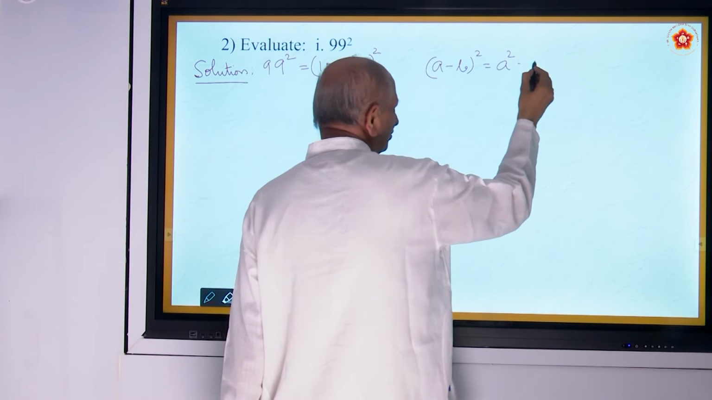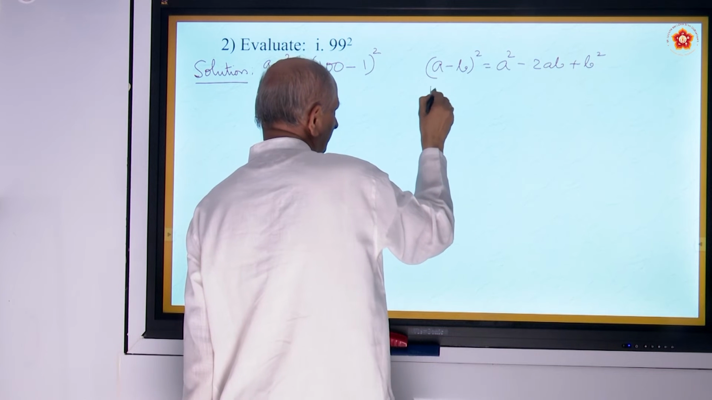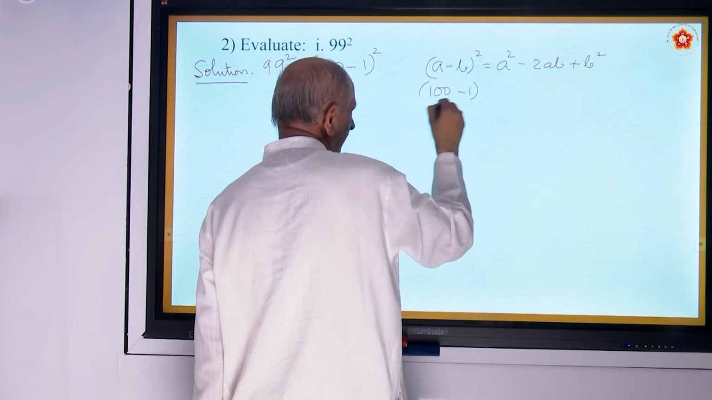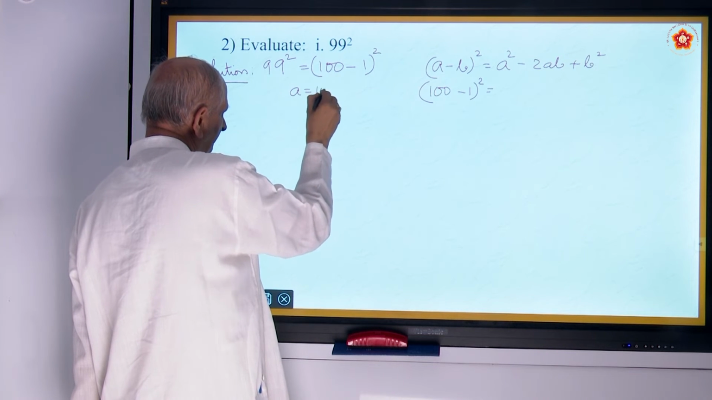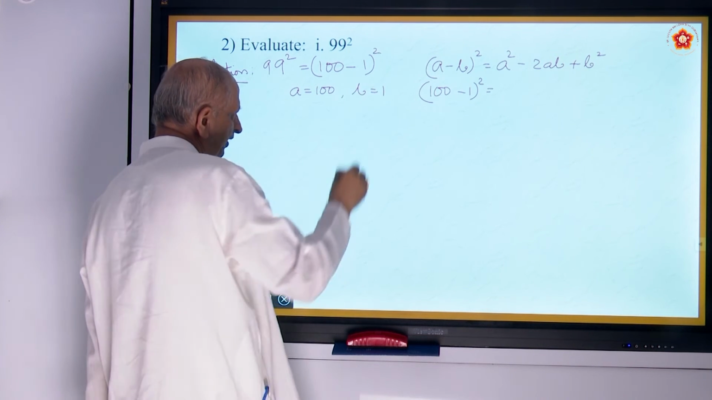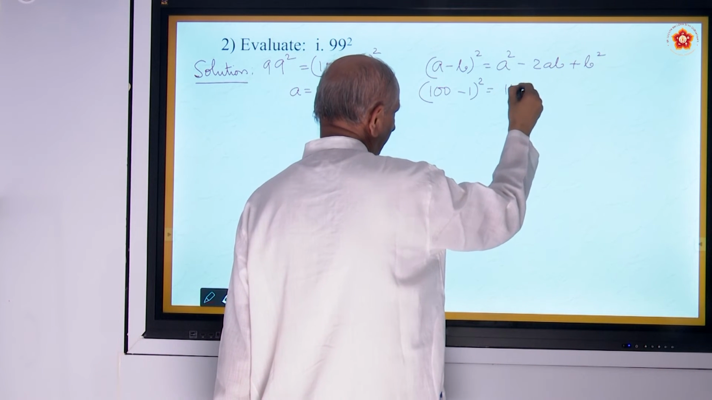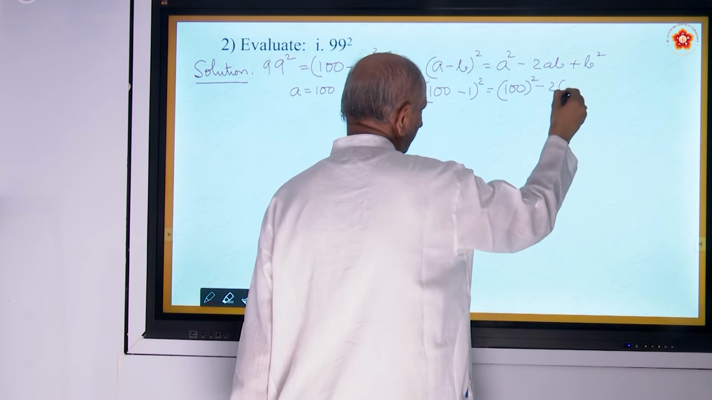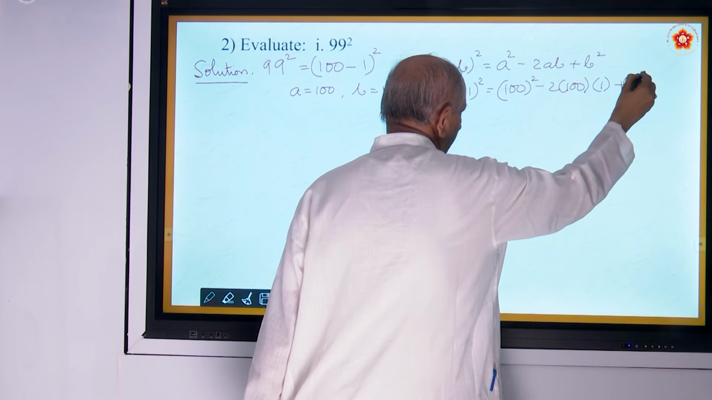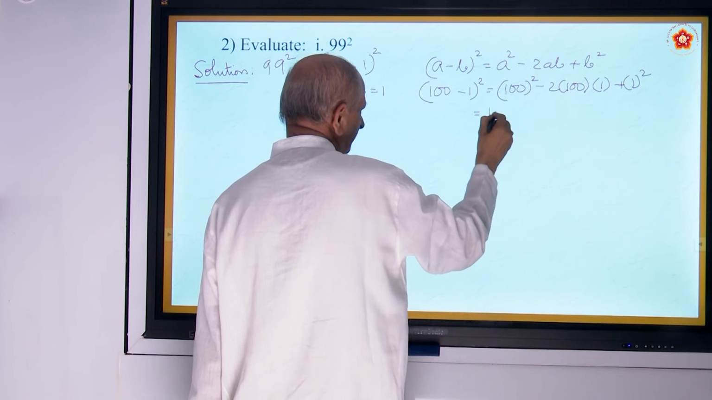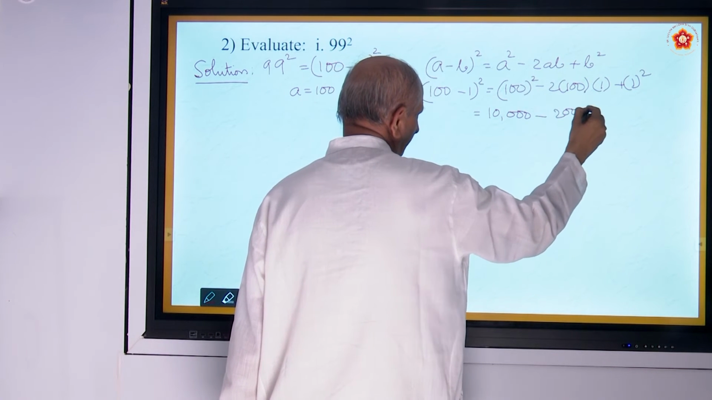Yes, minus 2AB plus B square. Here you are given 100 minus 1 whole square. So you can write, if you want, A is equal to 100, B is equal to 1. Don't write minus 1. So 100 minus 1 square is 100 square minus 2 into 100 into 1, then 1 square. So 100 square is 10,000 minus 200 plus 1.